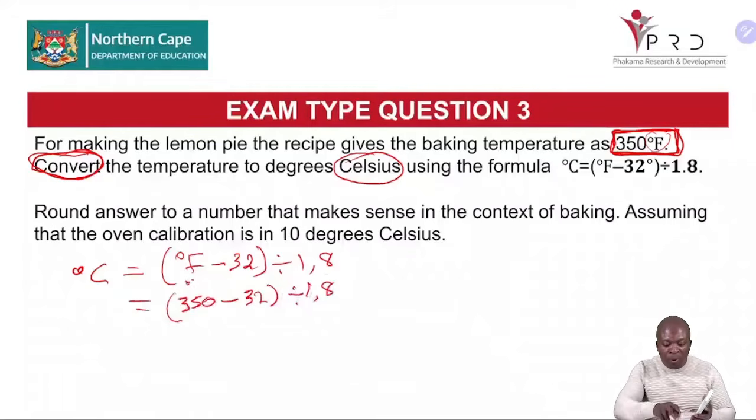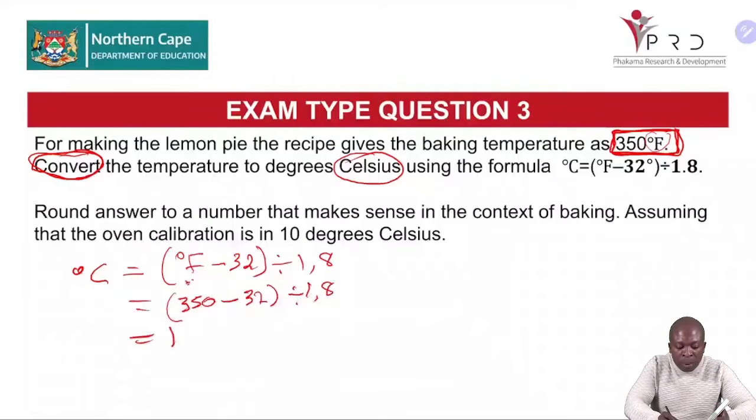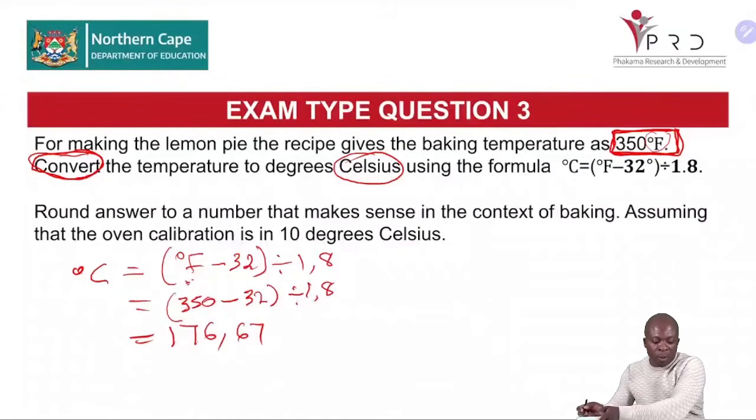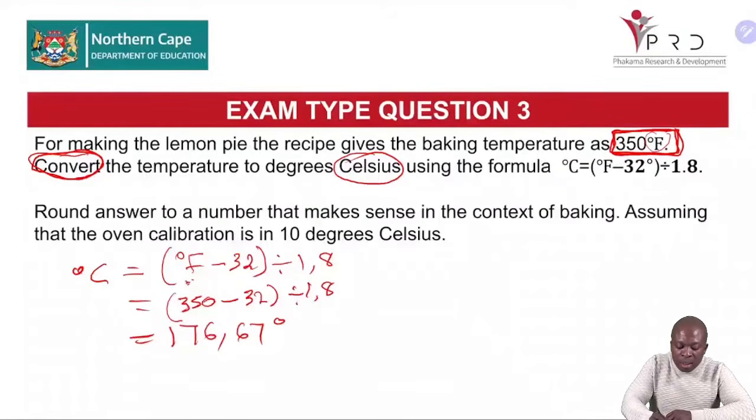So let's work. What's our first sign? Bracket. You press your bracket. The next value is 350. They said we must say minus 32. Then you close the bracket. After you close the bracket, you press the divide sign. Then you press 1.8. Meaning you must press what you see there one by one. Don't rush, because you will end up making mistakes. So when you press all, you press your equal sign. Now your answer is 176.67. Good. It is now in degrees Celsius.